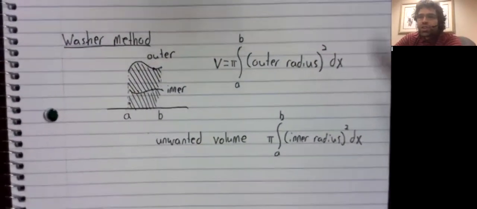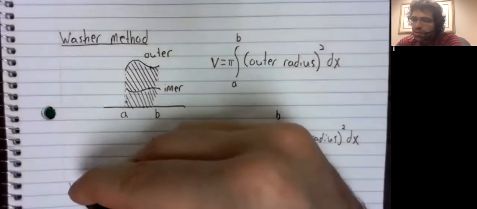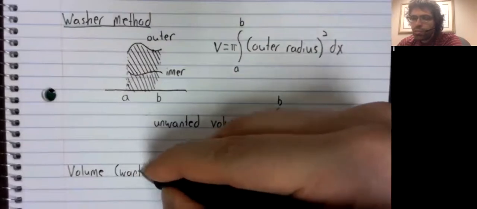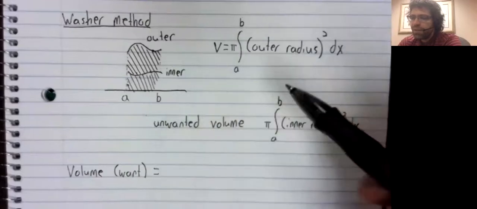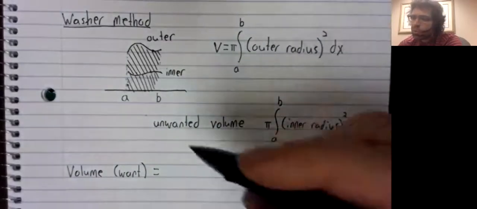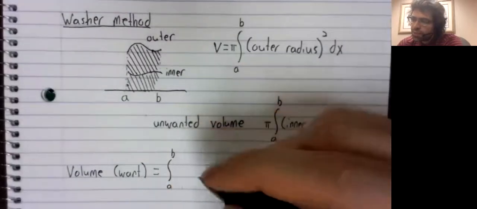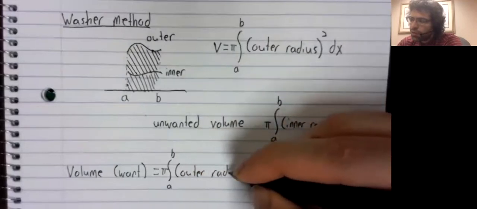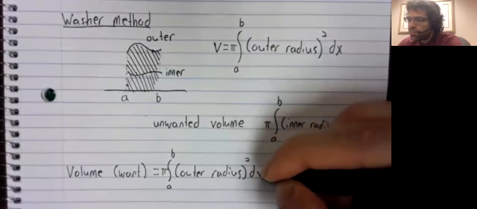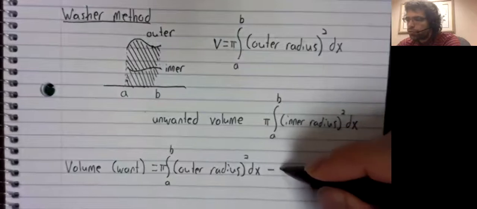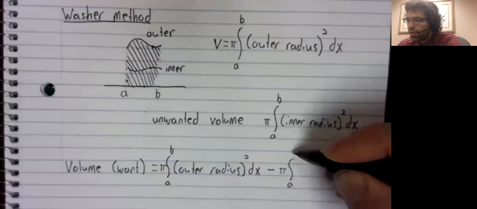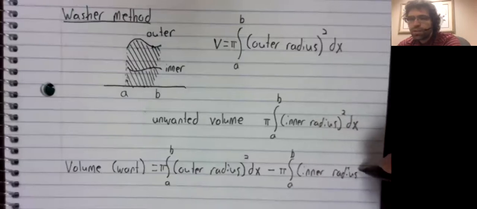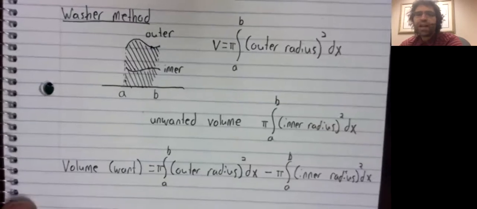And now put this information together. The volume, the real volume, the volume we want is this big volume that we calculated. The integral from A to B, the outer radius squared. And now we'll get rid of the volume that we don't want via subtraction.